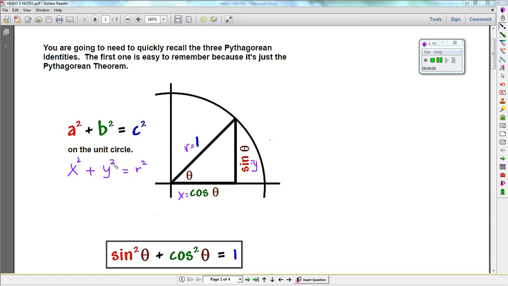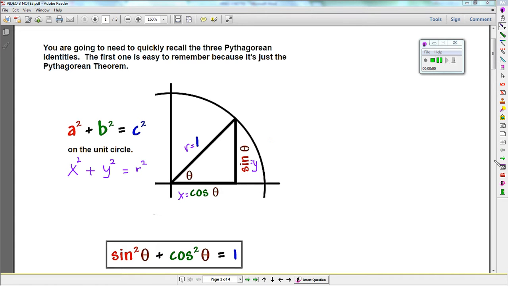Now in our class we don't use a, b, c, we use x, y, and r. So again, x and y are the two legs of the right triangle and r is the hypotenuse. Since this is a unit circle, r is always equal to 1. So therefore we substitute: x squared will be cosine squared theta plus sine squared theta equals 1. Or you can do sine squared theta plus cosine squared theta equals 1. So this is what we have right here for the first Pythagorean identity.